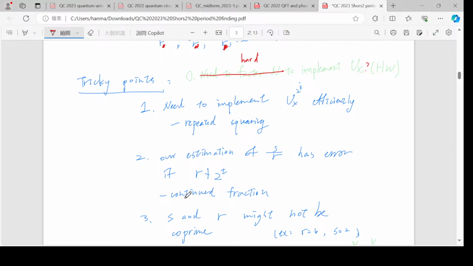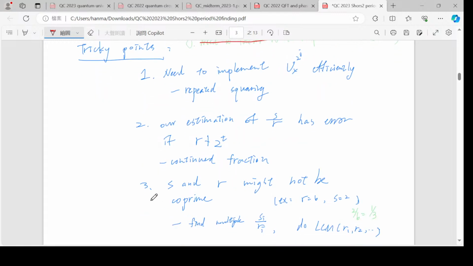And to deal with this, we will use an interesting algorithm called continued fractions. That will give us actually a fractional number out of some number that's close to it, if we know some bound on this R.